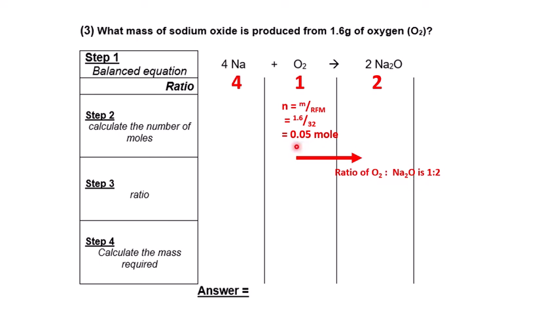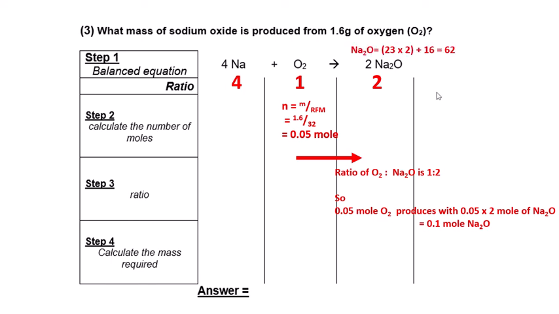So therefore we've worked out here 0.05 mole. So 0.05 mole of oxygen produces 0.05 times 2, and that works out to be 0.1 mole of sodium oxide. So that tells us the moles of sodium oxide we've got. And then finally, to get the mass of that, well, again, we go up to our formula, Na2O, 23 times 2 plus 16 is 62. And we know that 1 mole of sodium oxide is 62.